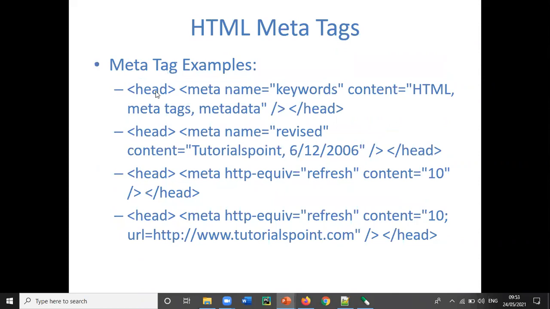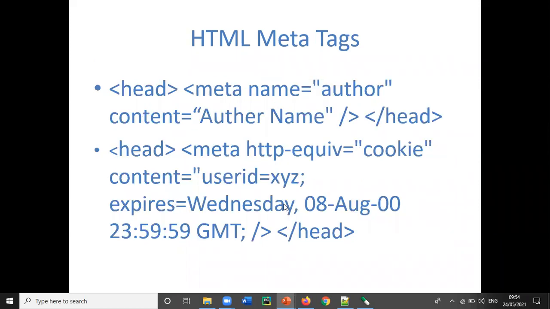So you can see some of the examples here. I have given only that particular part. Head tag, meta, name is equal to keyword, content is equal to HTML, metadata. End of the head tag. Second example is you have got a head tag, closing head tag. Inside that one, you have got a meta tag, name revised, content tutorials point, and then the year. Third example is head, meta, HTTP equivalent, refresh, content is equal to 10. You can give any content over there. So these are the examples of a meta tag.